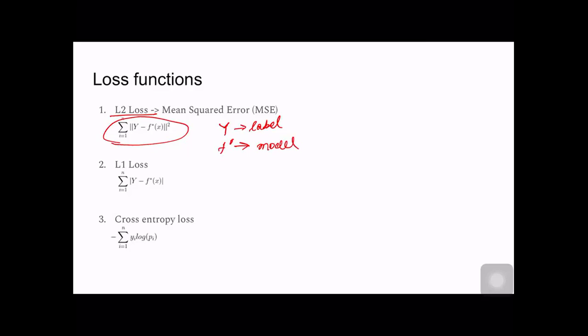The L1 loss is nothing but the sum of the absolute difference between the labels and the model predictions. The cross entropy loss is a pretty interesting loss, which is given by the sum of y_i times log of p_i, where your y is your target probabilities and your p_i are given by the model probabilities. So let's do a simple example. Let us assume that we have a model that wants to identify whether it's a photo of a cat or a dog. So let's say we get an image of a cat.